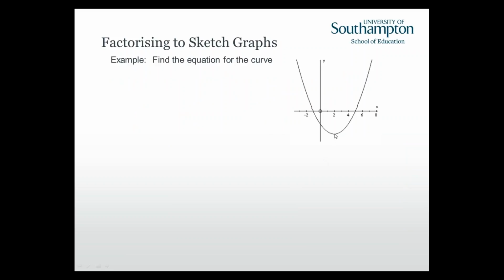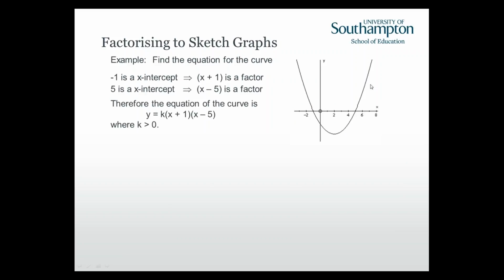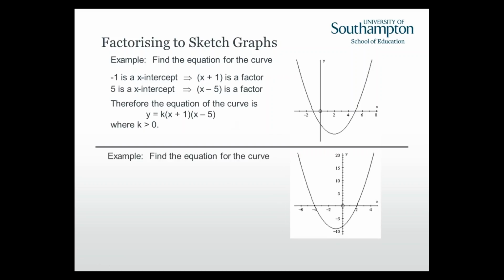So, looking at this one, cuts at -1 and 5. So my factors will be x plus 1, x minus 5. So the equation of the curve is basically those two multiplied together and then multiplied by some constant k. So we can just write it in the generic k, because at this point we don't know what that is.